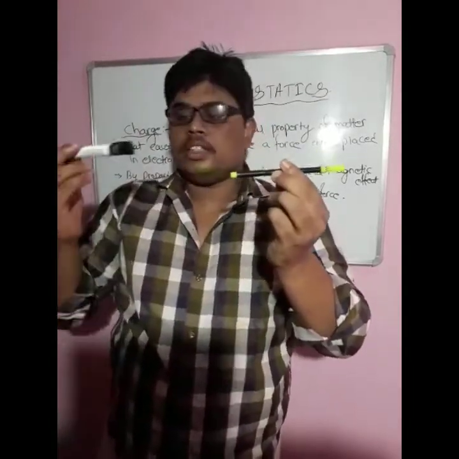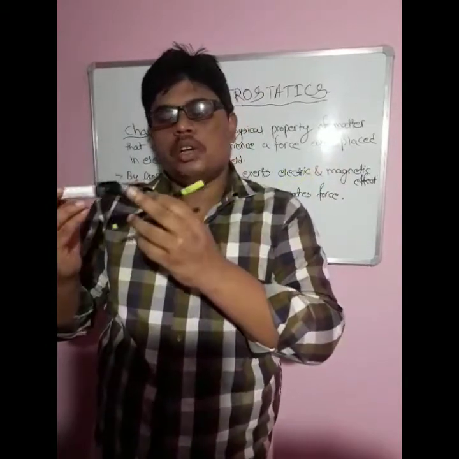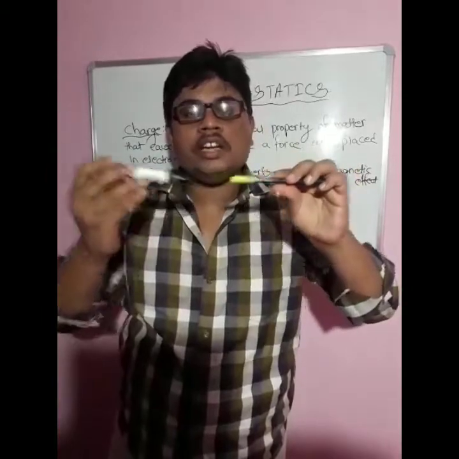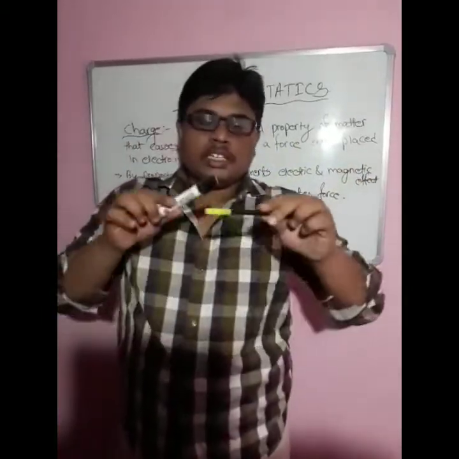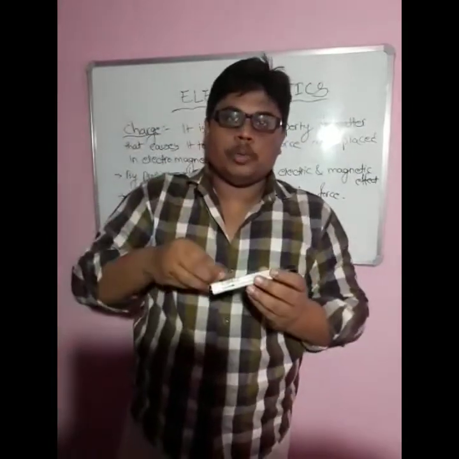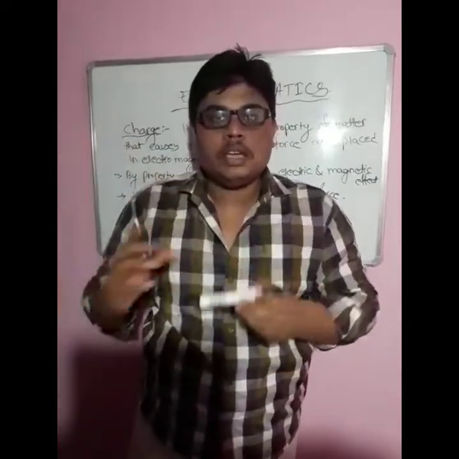This is a magnet, this is another magnet. Each has two poles, south and north. North and south get attracted, but north and north get repelled. How is this possible? Because the magnet has some intrinsic property, some inner property. That's why it can attract the opposite pole and repel the same pole.